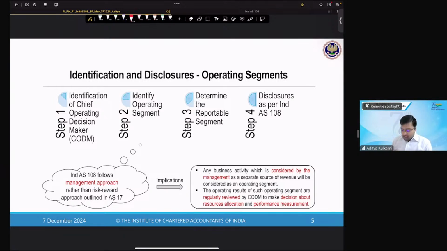What we follow currently is a management approach instead of a risk-reward approach under AS 17. So any business activity which is considered by the management as a separate source of revenue will be considered as an operating segment. The operating results of such operating segments are regularly reviewed by the chief operating decision maker to make decisions about resource allocation and performance measurement. So this is your overall picture of the standard. Today we are discussing these 4 steps.